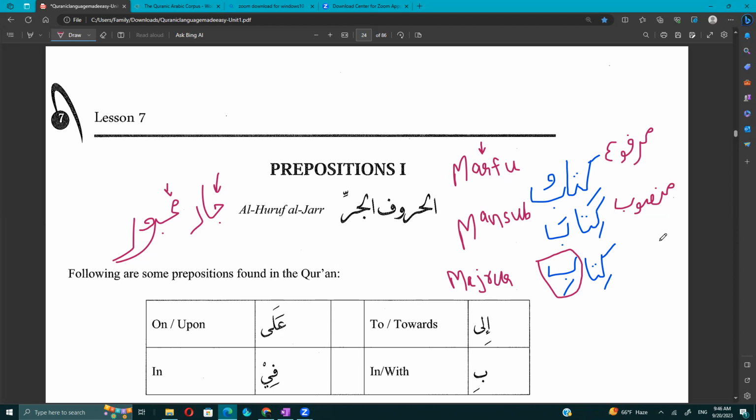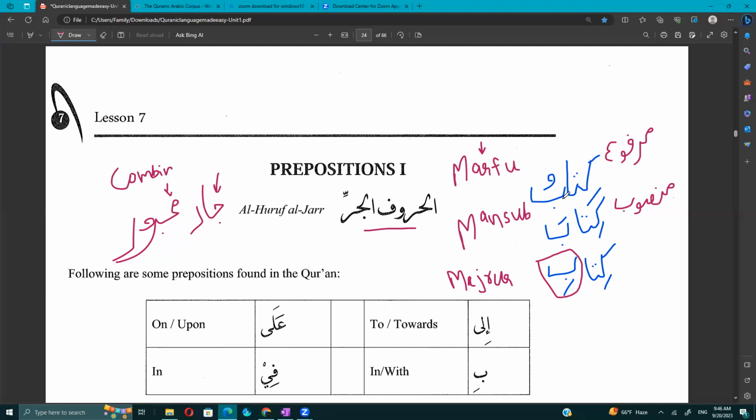And exactly the same for prepositions? Yeah, the prepositions are called huruful jar, and the combination like ala rasulin, bi kitabin, that combination is called jar majroor. Okay. Alhamdulillah. Good question, sister. Mashallah.